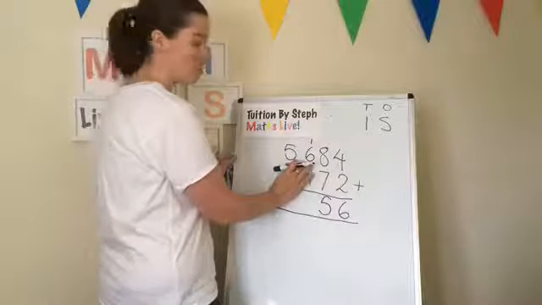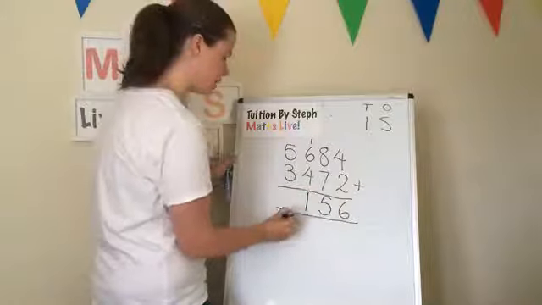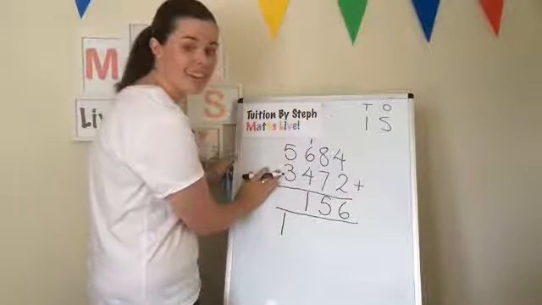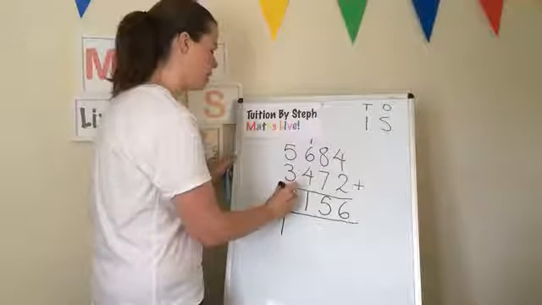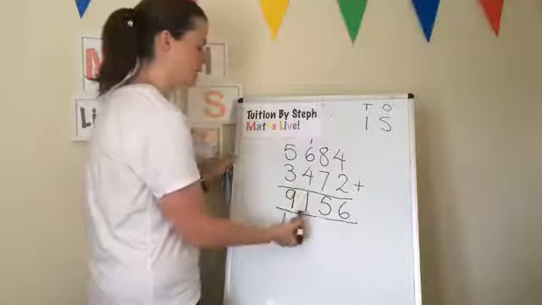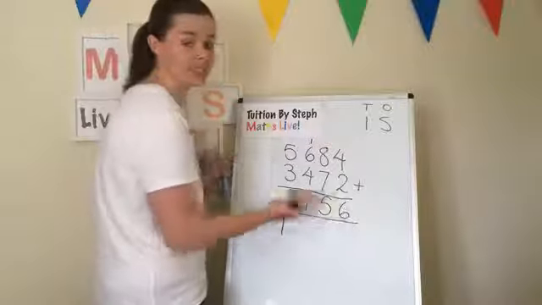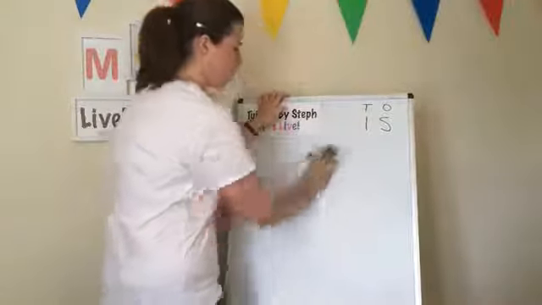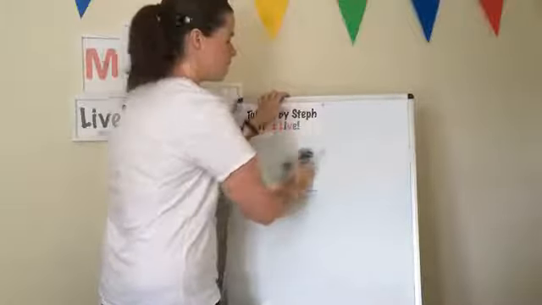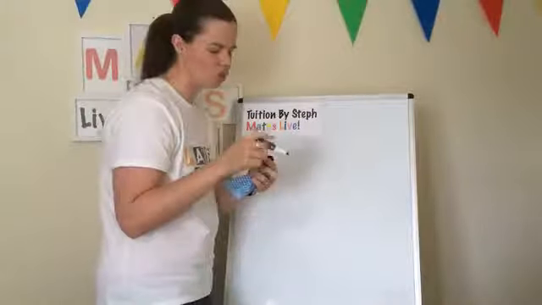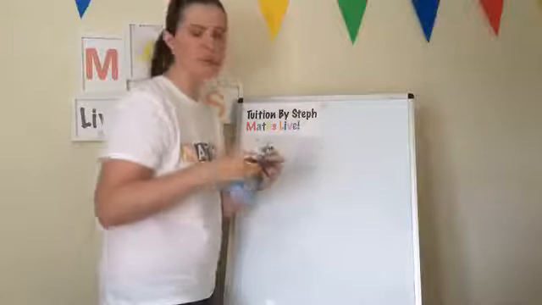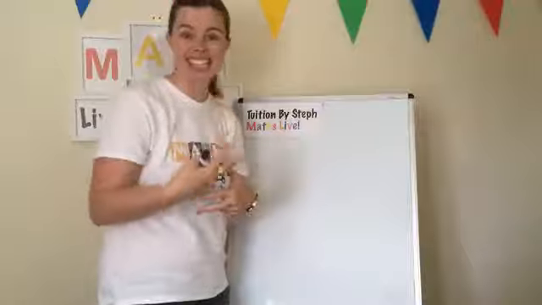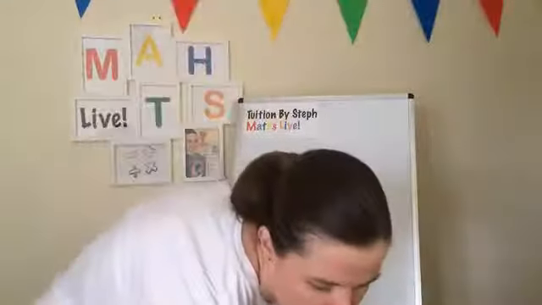6 and 4 is 10 plus 1 is 11. And then 5 plus 3 is 8 plus 1 is 9. So it's 9,156. Okay. So you might be really, really good at it. That's great. You might just forget to put the regrouping across. You might remember to put the regrouping across, but then forget to add it in. So just take your time.